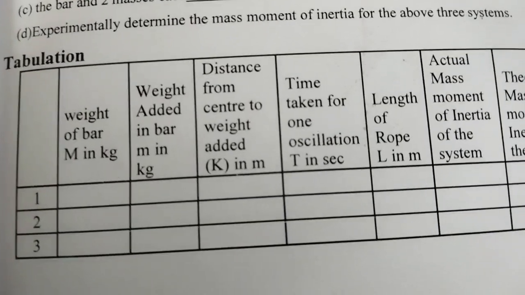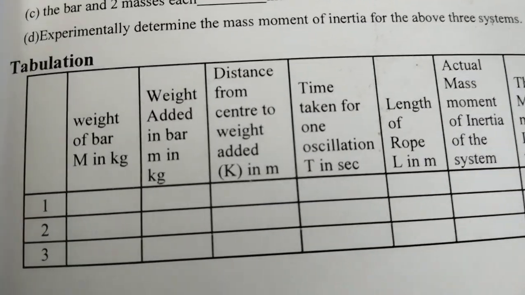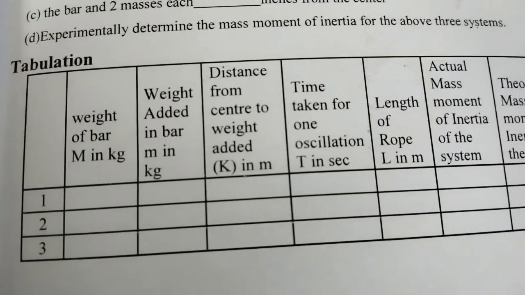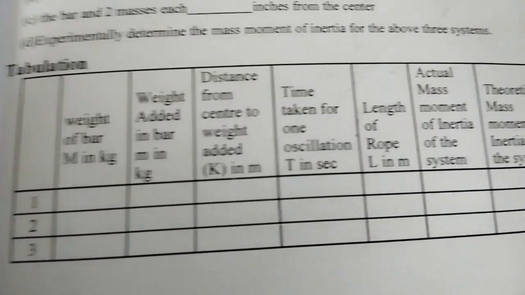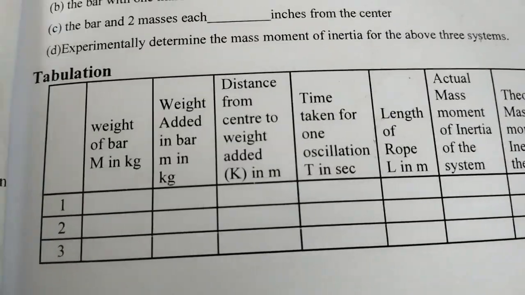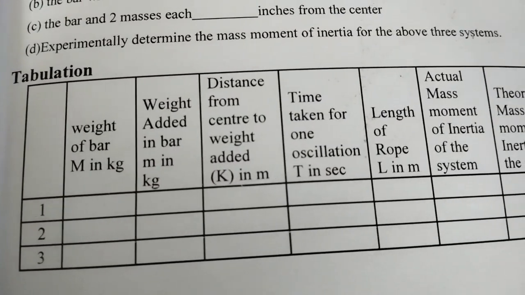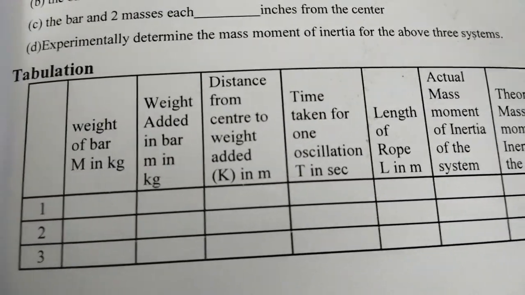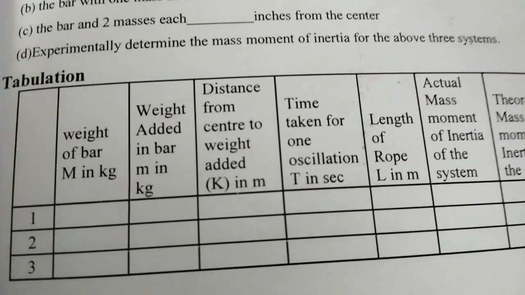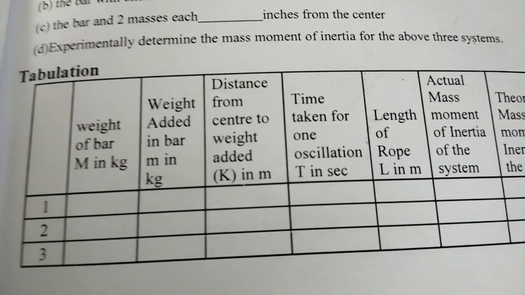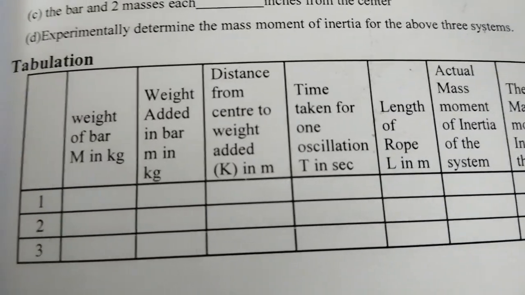Next we are going to see about the tabulation. For this tabulation, the first column is the weight of the bar. This is a constant value, 4.7 kg, 0.47 kg. Then the weight added in the bar. For trial 1, trial 2 and trial 3 we increase it gradually. That means 200 grams, 400 grams and 600 grams.